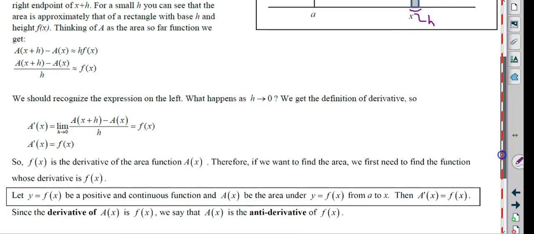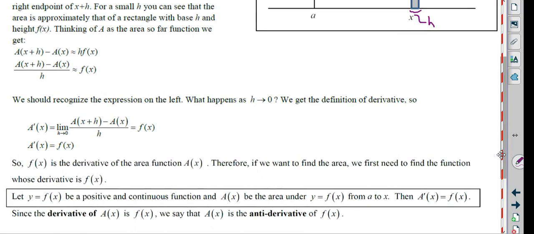What happens as h approaches 0? We get a little thin slice. We get the definition of a derivative, right? So the limit as h approaches 0, this thing here, that's a derivative. It's A prime of x. But this thing is about equal to f of x. So there's your proof. If you take the derivative of the area function, you get the function of the graph. So f of x is the derivative of the area function A of x.